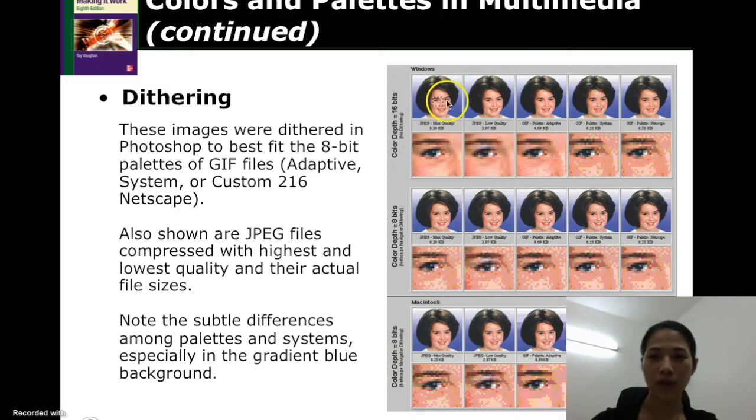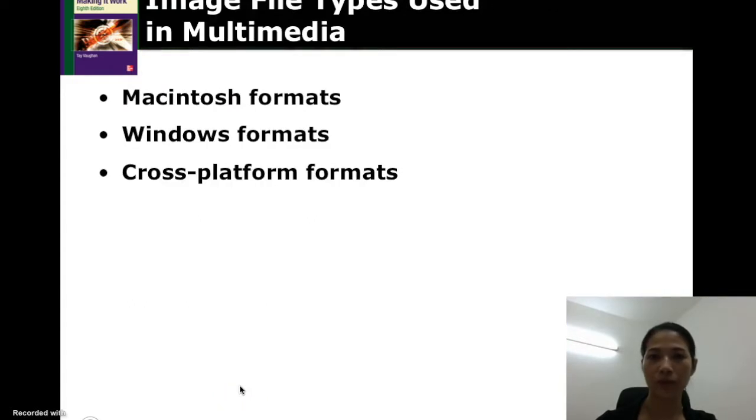They show the maximum quality that you can go in this row and the lowest quality in this row. Usually if you compress the picture, it will give you a smaller file size, but the quality of the picture might be lower also, because it goes through the dithering process of getting the nearest color, and it's not the original color. So note also the differences among the palettes and systems, especially in the gradient blue background.